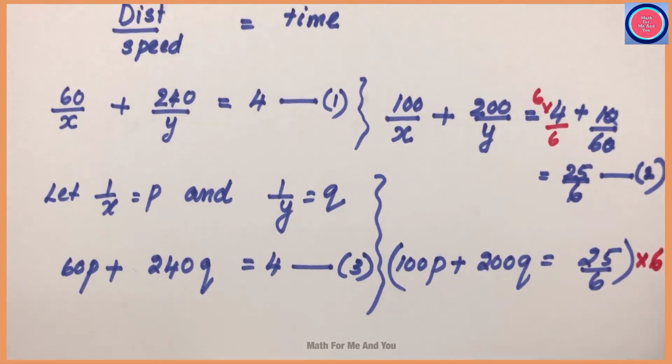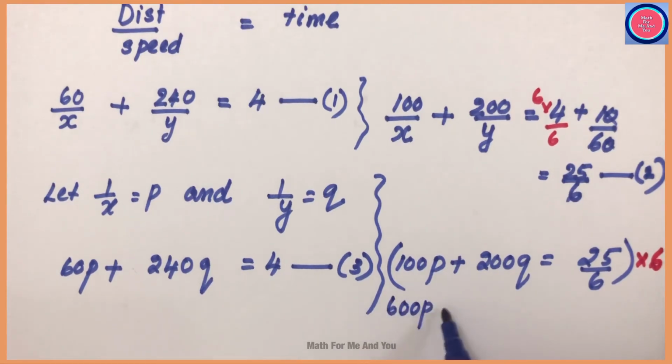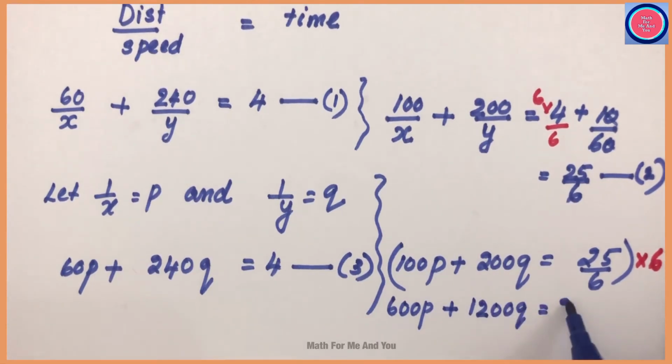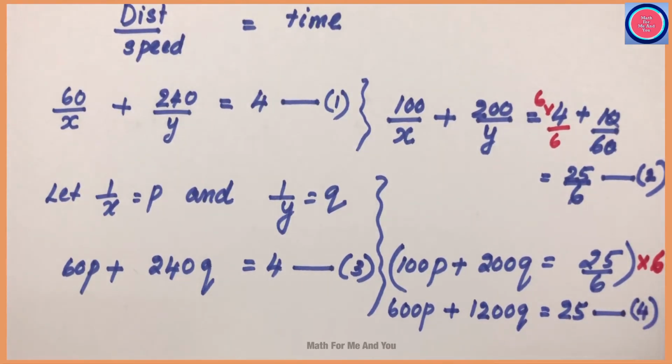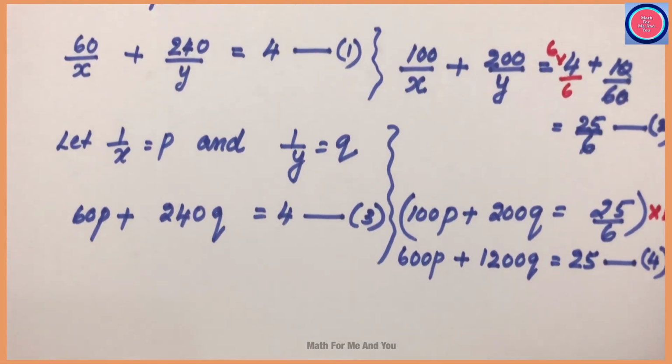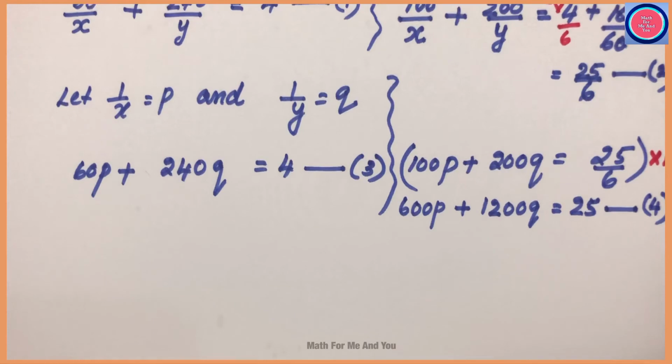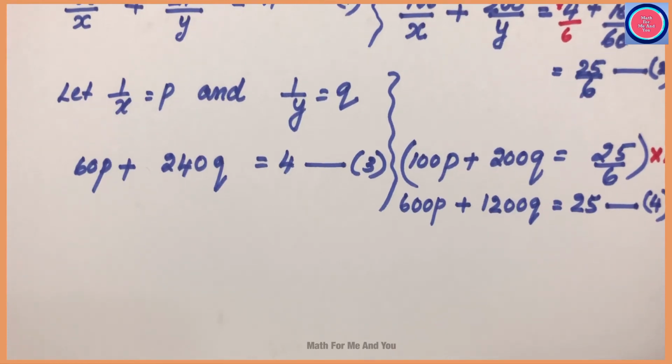6 times 100p, we get 600p plus 6 times 200, 1200q is equal to 25 times 6 over 6. 6 and 6 cancel. It will be only 25. Equation number 4. We have to find the value of p and q. How can we do that? Using elimination or substitution? I am using elimination.